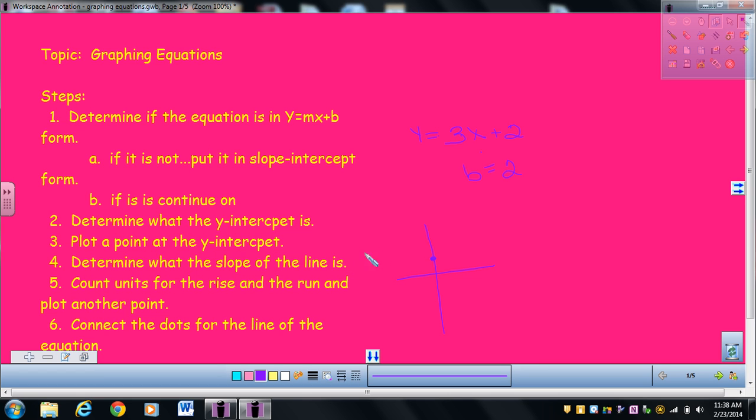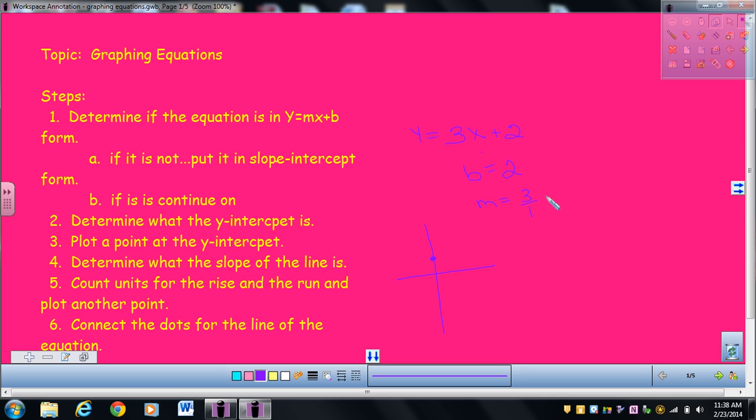The next thing I need to do is determine what the slope is. And I know that slope is represented by m. And in this case, it happens to be 3. Now, when we're graphing equations, we need the slope to always be in fraction form. If you have a plain old 3, you can make it a fraction by putting a 1 underneath it.